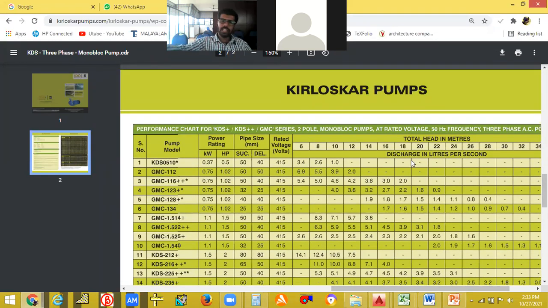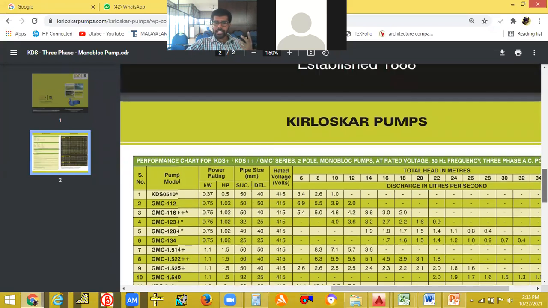So the specifications that they give are: first, the pump model will be given, then its power rating in kilowatt as well as in HP. This is the pipe size. So this is the suction pipe as well as this is the delivery pipe size. This is a monoblock pump only, so we'll be having a suction side as well as a delivery side. Okay, and these dimensions are normal only. It has been given by the manufacturer itself.